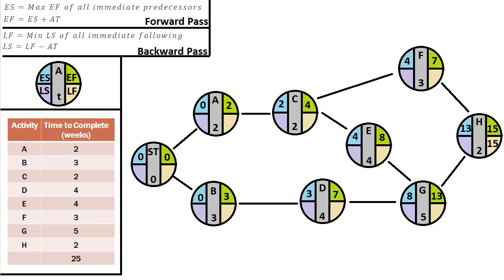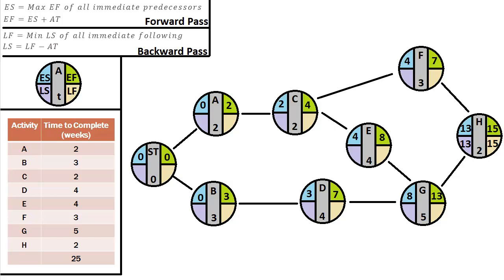Now, to figure out our purple section of our nodes, we're going to go up to our diagram. So you see LS is purple. And according to our formulas at the top left, our latest start, or LS, equals our latest finish, LF, minus our activity time. So if we go over to node H, our latest finish is 15. Our activity time is 2. Therefore, our latest start is 13. That's just 15 minus 2. Okay, so now we go backward through the diagram.